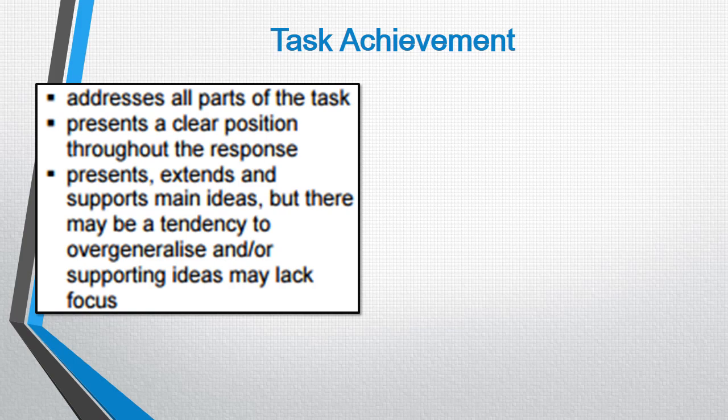So, to score a band 7 in task achievement, your essay needs to address all parts of the task. This basically means to do what the question asks. So, if the question says discuss both sides of an issue, then you need to discuss both sides of the issue. Don't just discuss the side that you agree with or the side that you disagree with. You must do what the question says and discuss both sides.